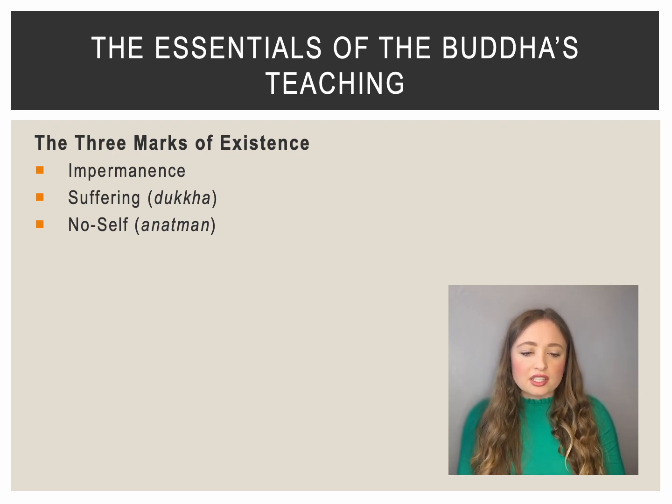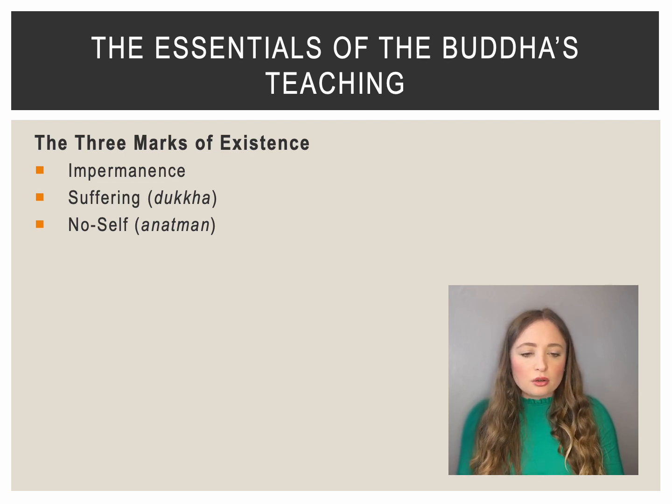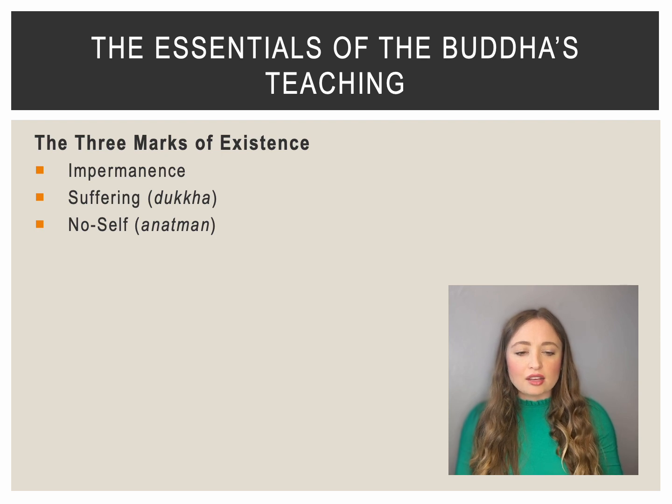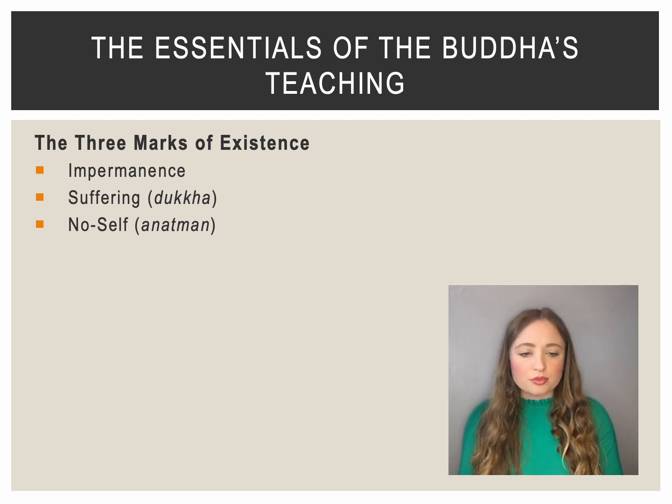So the three marks of existence are impermanence, suffering, and no self. So first, impermanence is the idea that all things are always changing, always in this state of becoming. Suffering comes from the desire to hold on to things when in reality, because they are always changing, nothing can actually be held on to. So humans naturally have this desire for things to remain the same, but given this idea of impermanence, that's not exactly possible.